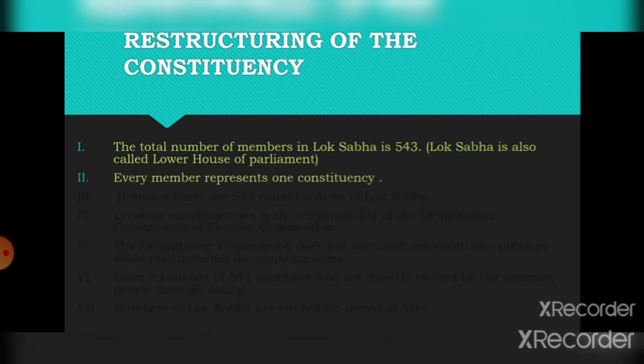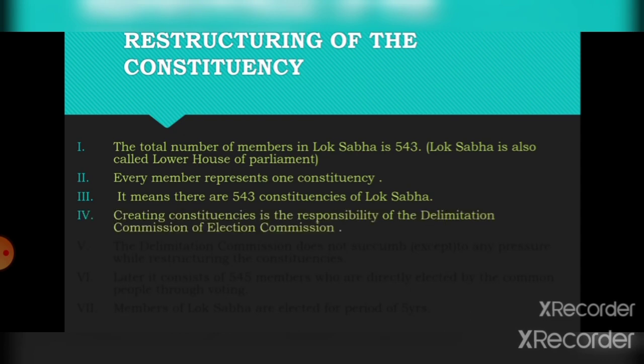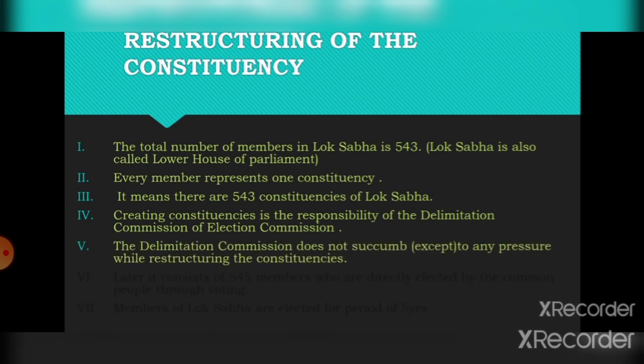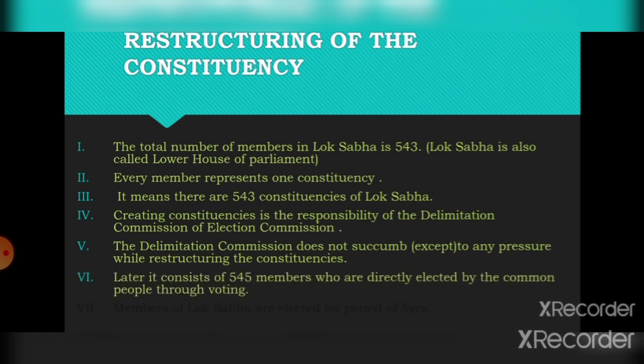Every member represents one constituency, for example, Anushakti Nagar constituency. It means there are 543 constituencies of Lok Sabha. Creating constituencies is the responsibility of the Delimitation Commission of the Election Commission. The Delimitation Commission does not succumb to any pressure while restructuring the constituencies. Later, it consists of 545 members who are directly elected by the common people through voting.